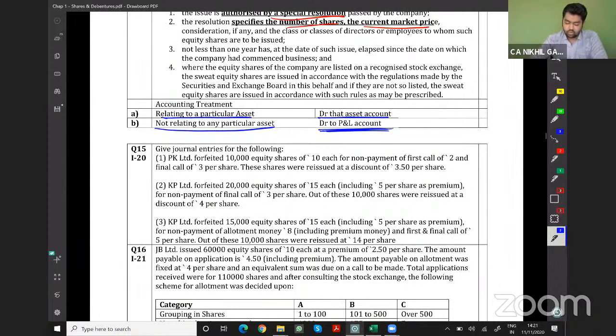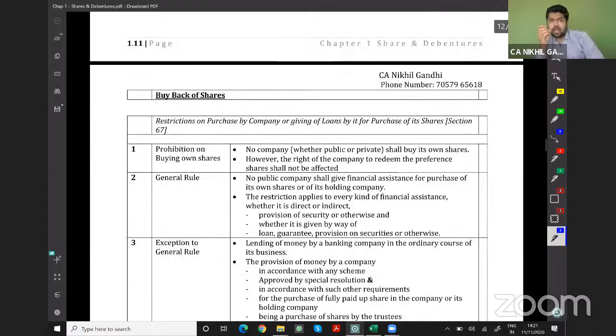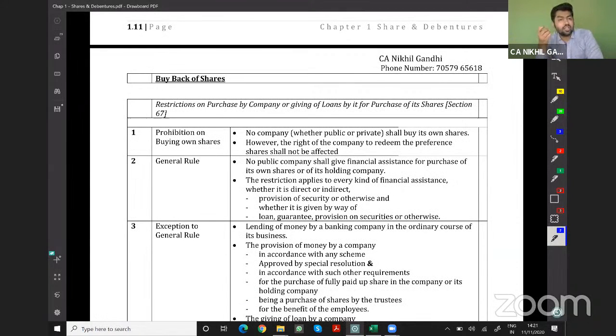So we should move on now. Now this is buyback of shares. I know we are covering the majority of the sums in chapter 1, but majority of the content will be theory only. And since our pattern is now MCQ, this is more required than the practical sums. So in case of buybacks, what are the terms and conditions for buyback? This is the most important thing. Please remember this.